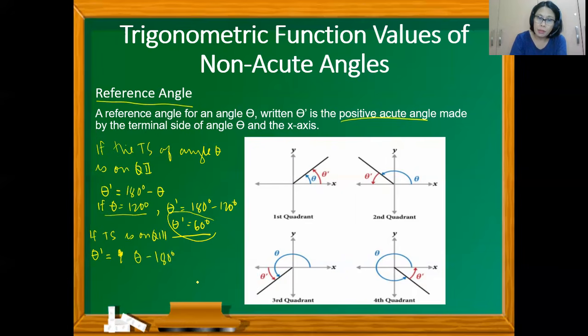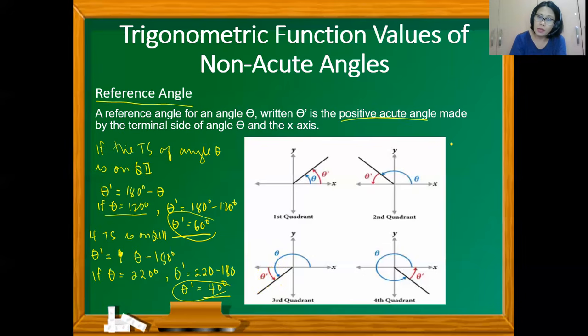For example, let's say theta equals 220 degrees, so the reference angle is equal to 220 minus 180. So the reference angle is equal to 40 degrees. Again, this is a positive acute angle, and this reference angle is made up of the terminal side and the x-axis.